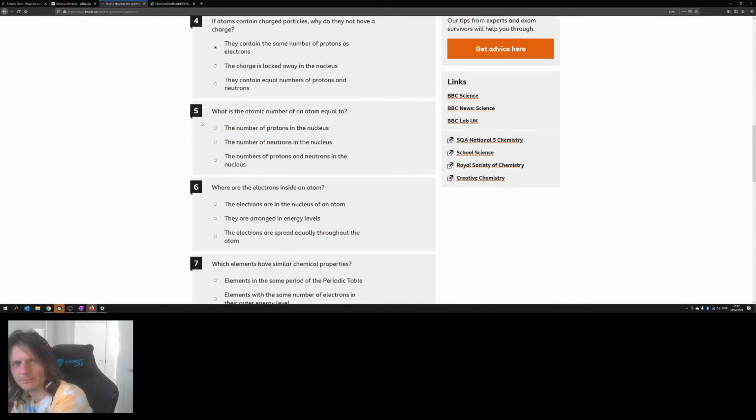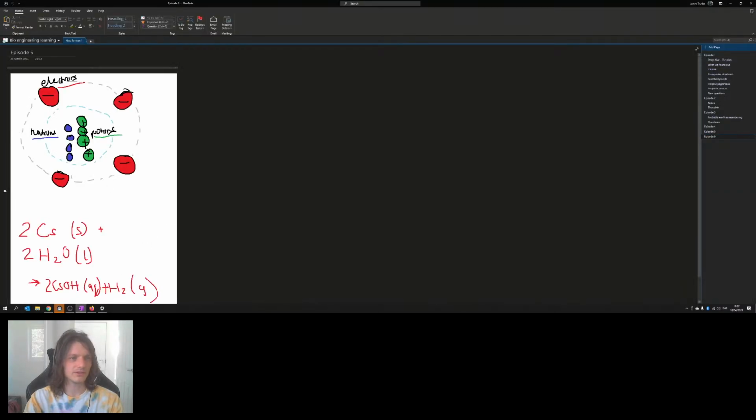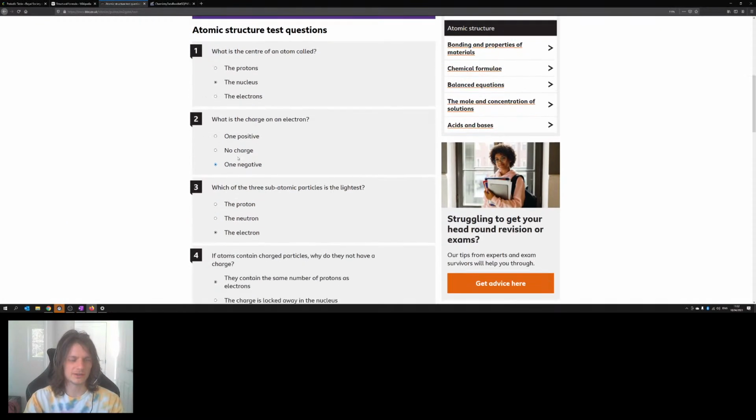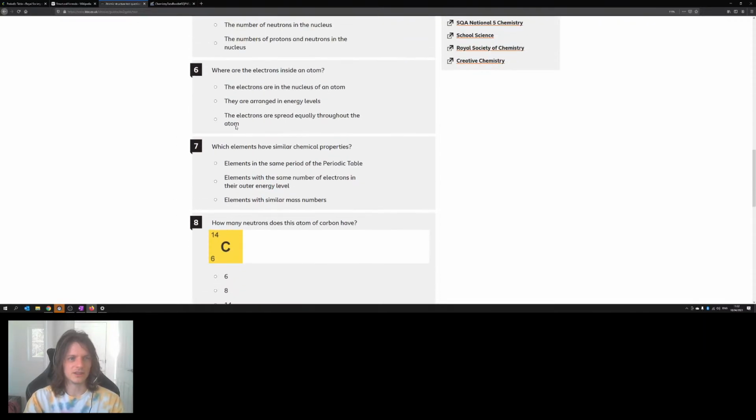What is the atomic number of an atom equal to? The number of protons in the nucleus. Number of protons and neutrons in the nucleus. Where are the electrons inside an atom? Protons and neutrons. Yeah, I don't think it is the neutrons. I don't think they have to be equal. No. They're the things that contribute to mass. So it's definitely not them. Yeah. Okay, that might be right actually.